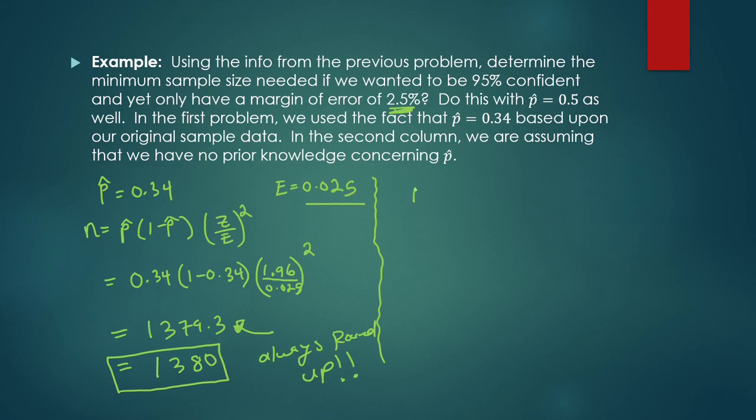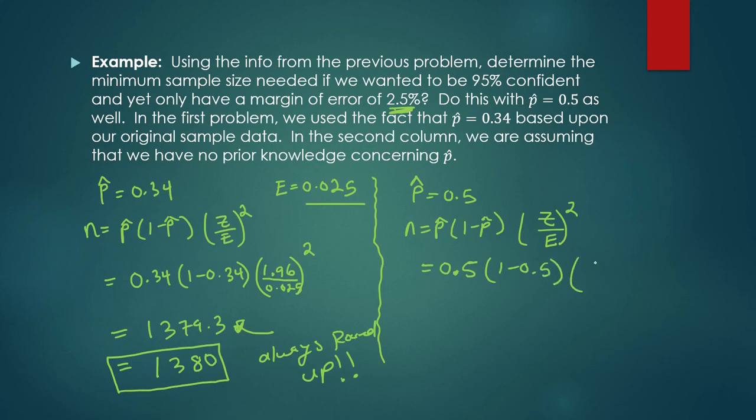On the other side, let's assume we have no prior estimate, so we're going to use 0.5 as our p hat. Again, the formula is n equals p hat times the quantity 1 minus p hat times z over E, squared. We'll plug in the numbers again, 0.5 this time because we're assuming we have no prior estimate. 1 minus 0.5 times z, which is still the same, 1.96, divided by the margin of error, 0.025, and then we'll square this number.